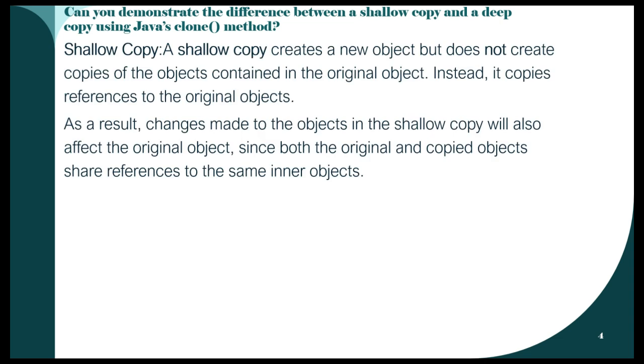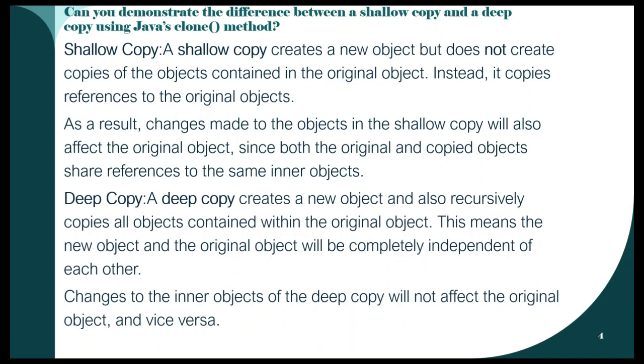Now, what is shallow copy? The very first thing about shallow copy is that you are going to create a new object only, but it is not going to create the objects contained in the original object. Instead, it is going to copy the reference to the original object, right? So that's how the difference is. As a result, the changes made to that particular object in the shallow copy will also affect the original one. Since the original and the copied objects are going to refer to the same inner object, they are pointing to the same thing. So that's what shallow copy is about, right? It is referring to the same original object.